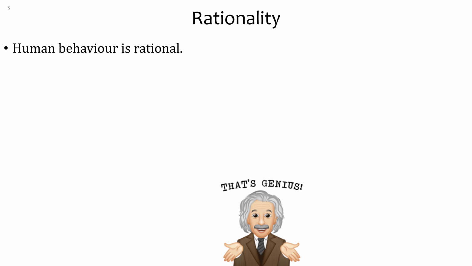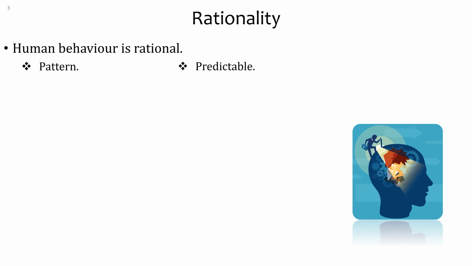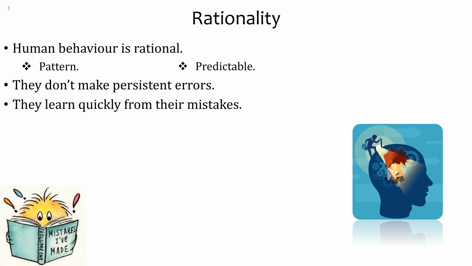Any social science, including economics, assumes that human behavior is rational. This doesn't mean that they're Einsteins, that they do fancy calculations in their mind. All it means is that there is some pattern to human behavior, that it is predictable, that people don't make the same mistake over and over again, but learn quickly from it. Duh, it should be common sense. That's intuitive because errors are costly, so people have the incentive to avoid them.